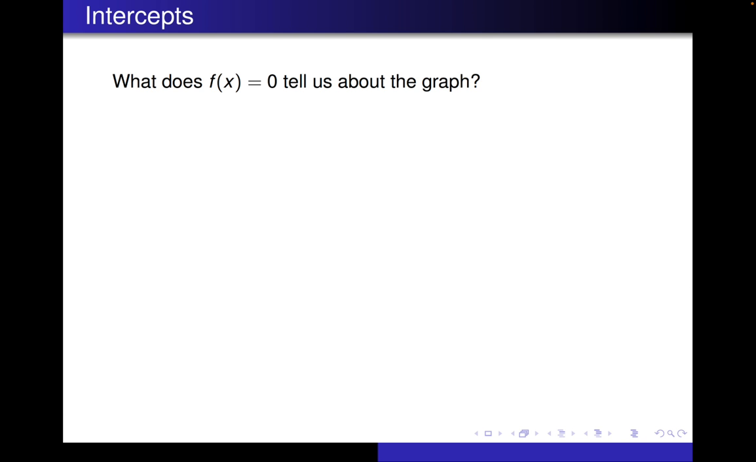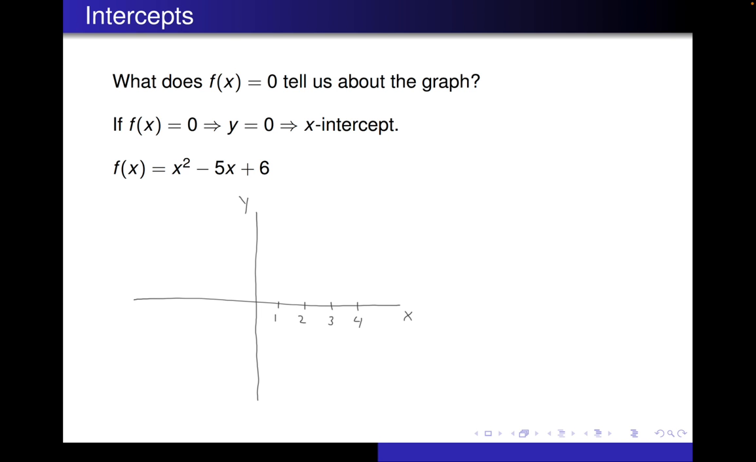Now, what does f of x equals 0 tell us about the graph? Well, f of x equals 0 means that our y-coordinate is equal to 0. And if our y-coordinate is equal to 0, that tells us we're on the x-axis, which means those tell us where the x-intercepts are for the function. So remember, for that one, we have our places where f of x equals 0 at x equals 2 and x equals 3. So we get a graph looking like this.